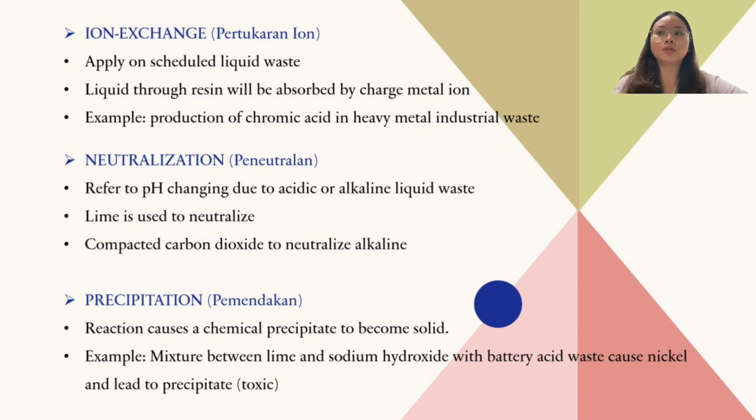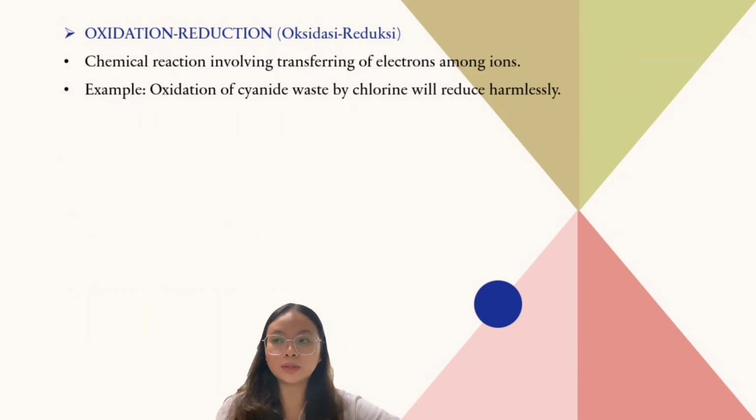Lime is used to neutralize the acid, meanwhile the compacted carbon dioxide is to neutralize the alkaline. We move to the precipitation, yaitu pemendakan. Reaction causes a chemical precipitate to become solid. For example, mixture between lime and sodium hydroxide with battery acid will cause nickel and lead to precipitate, which is toxic.